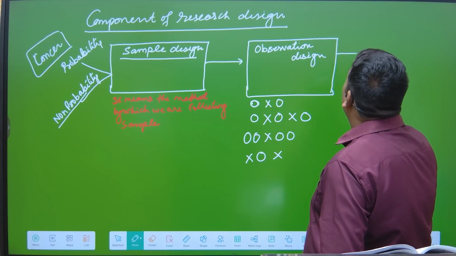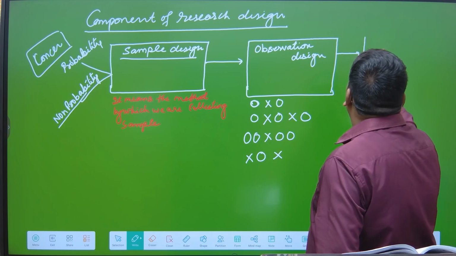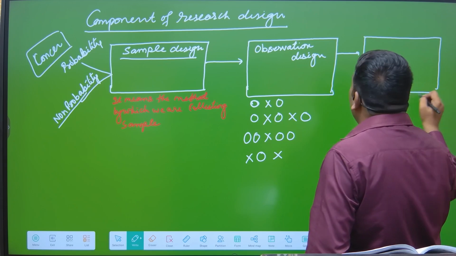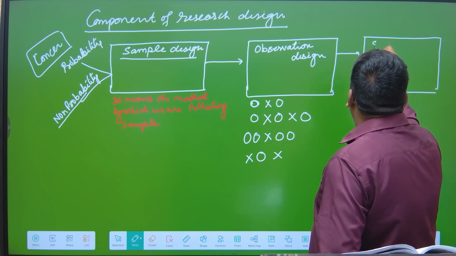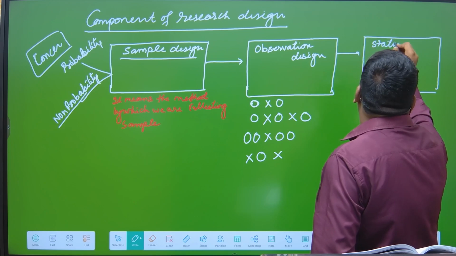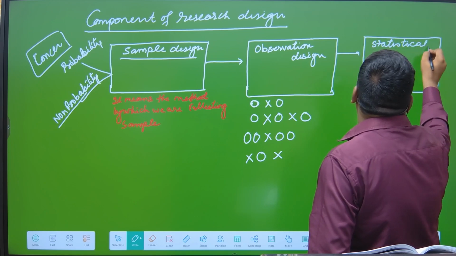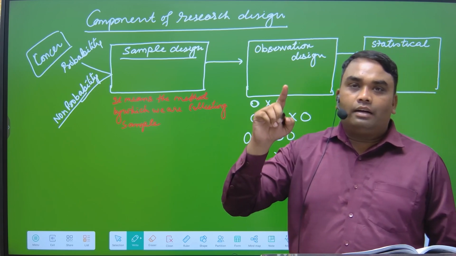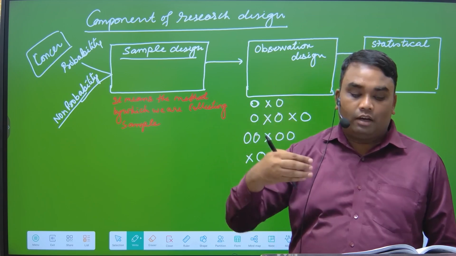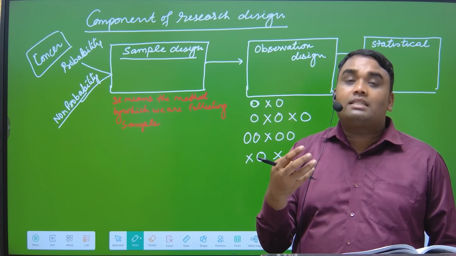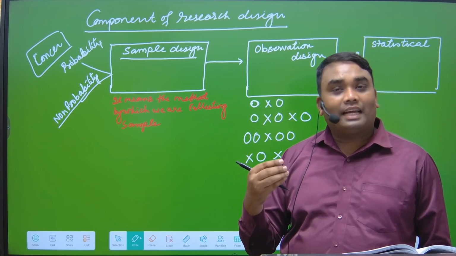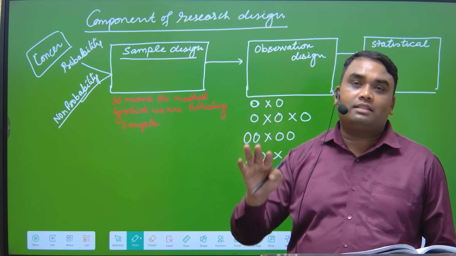After doing the observations, what we need to do at the next step is the statistical design. What is the meaning of statistical design? The design by which we decide how many items should be observed and how data can be collected from that.